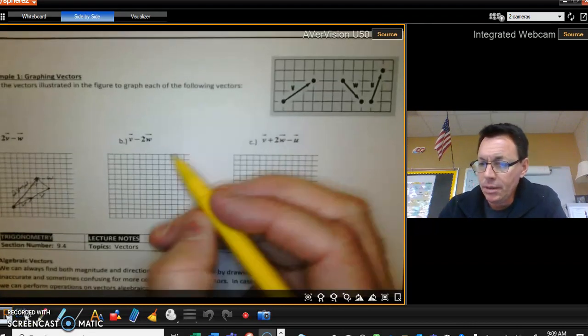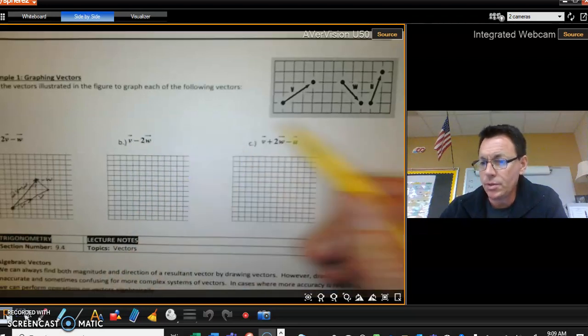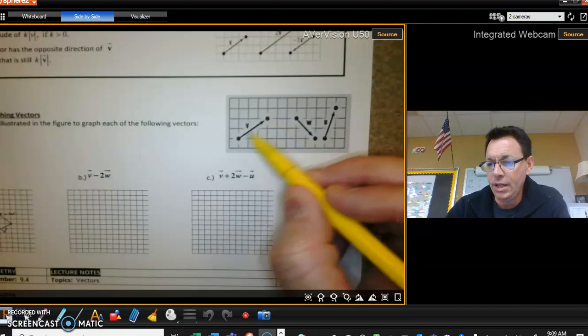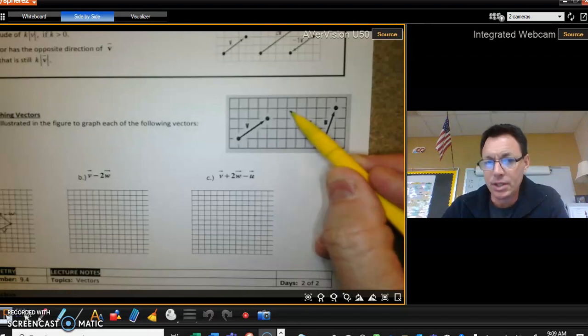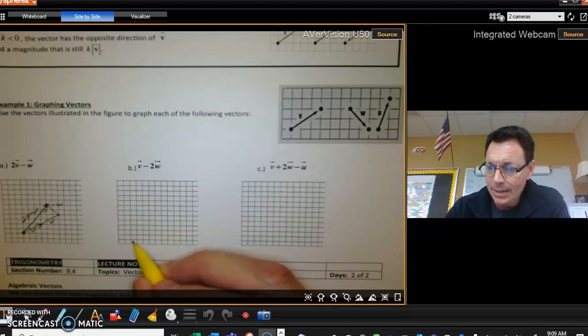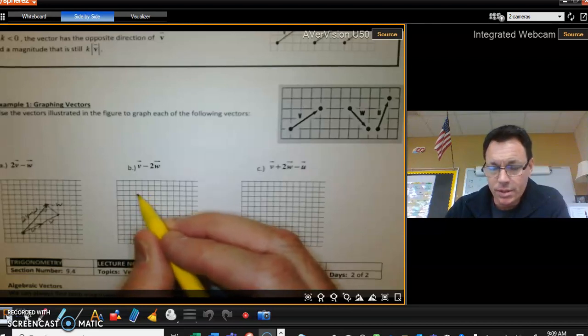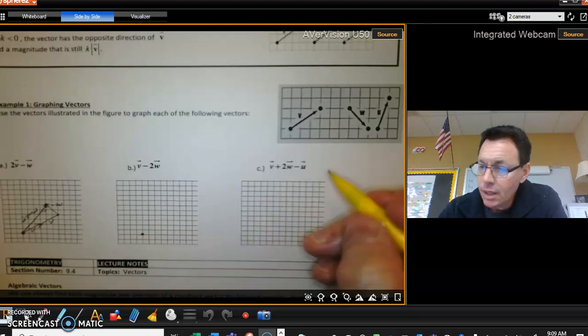All right, let's look at B. I'm going to take vector v, and then I'm going to subtract 2w. So again, I'm going to go v, which is up and to the right, and then I'm going to subtract 2 of these. So I'm going to go up and to the left, and then up and to the left again. I just have to have an idea of where to start so that I don't run off the grid. That's all I'm doing.